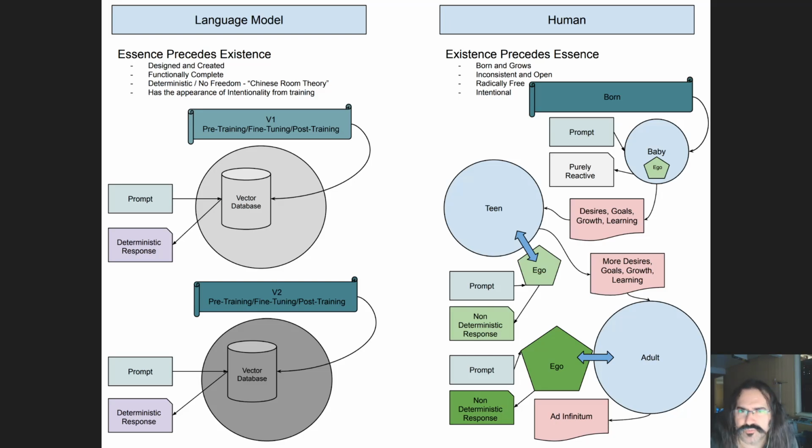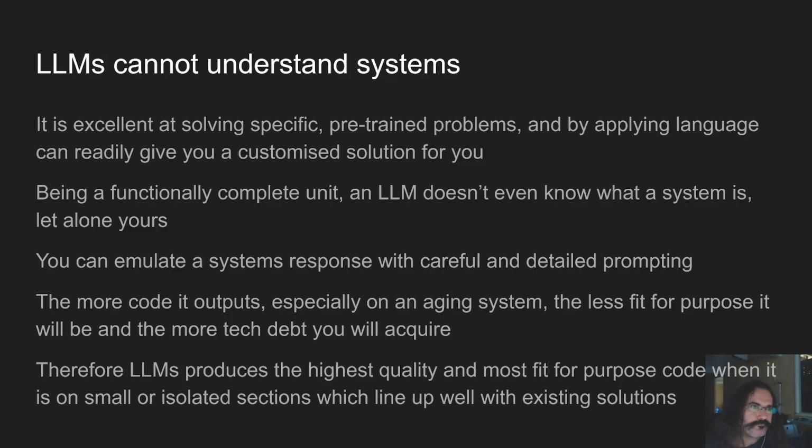And you can even give the same prompt immediately after and get a different response straight away, depending on the topic. Then they get more desires, more goals, more growth, more learning. And as an adult, there's a much larger ego because we've got a much more defined place in the world of where we see ourselves. And you can keep prompting it, and you'll keep getting non-deterministic responses, and that goes on forever during our life.